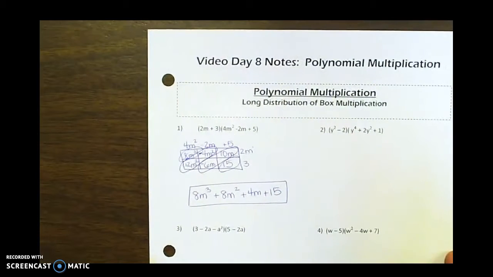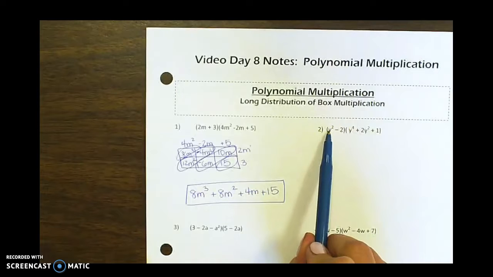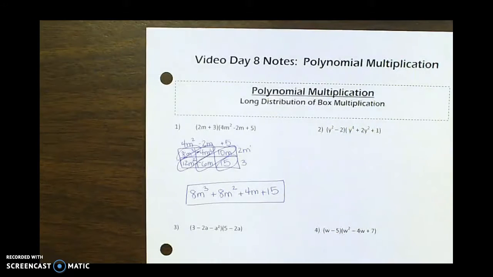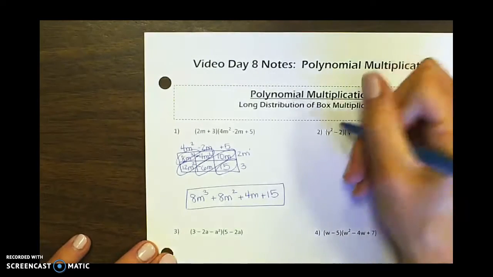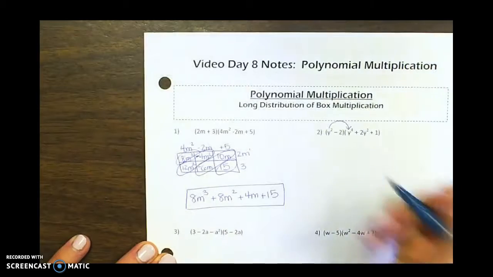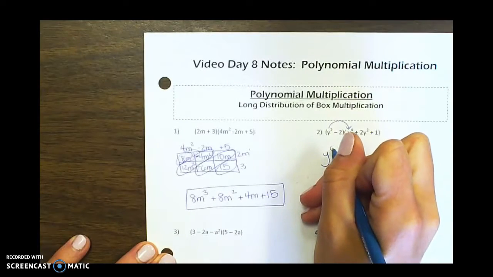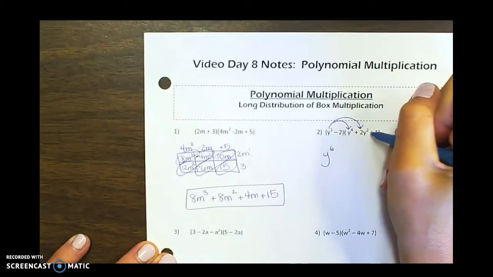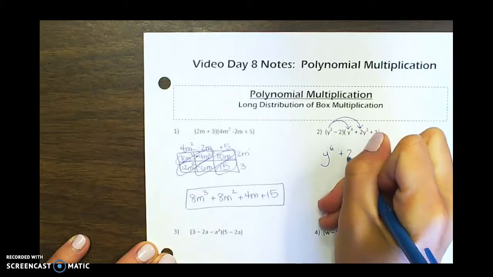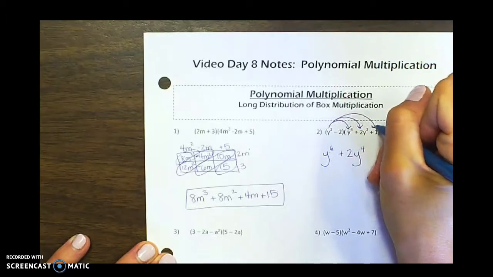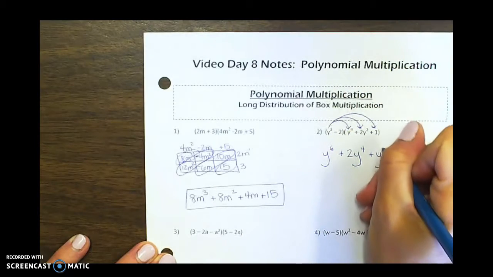All right, let's go ahead and check out number 2. So once again, we have a binomial times a trinomial. For this one, I'm going to go ahead and use my long distribution. So y squared times y to the 4 is going to give me y to the 6. y squared times 2y squared is going to give me a positive 2y to the 4. y squared times 1 is just y squared.